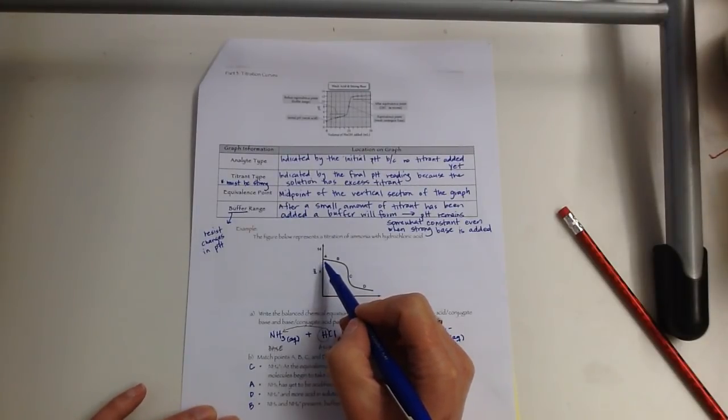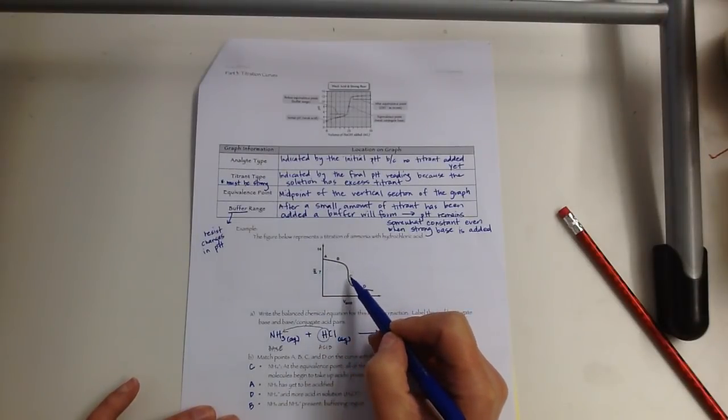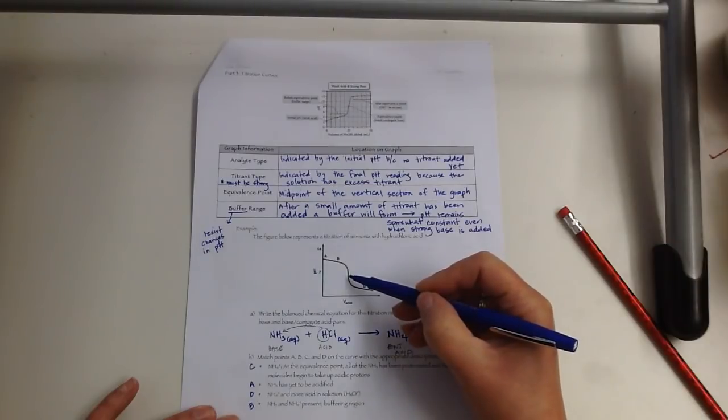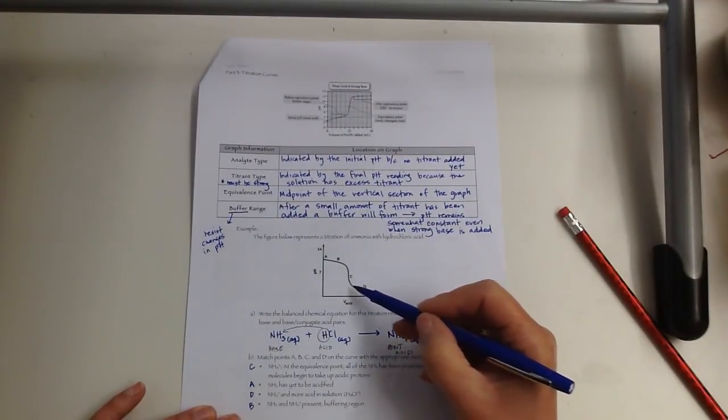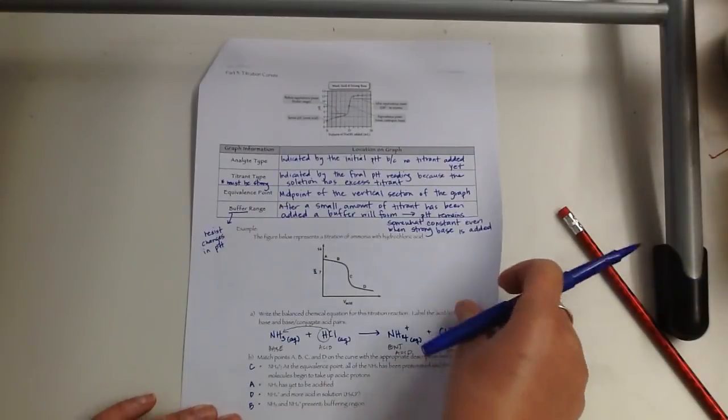And then the buffering region comes after you start adding some titrant, and then the equivalence point occurs. You have equal number of moles of acid and base, and then lastly, you have more acid in the solution, and that's why the pH drops even lower. Okay? All right, last page here.